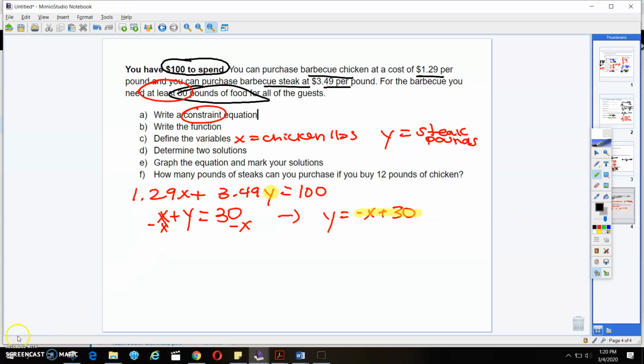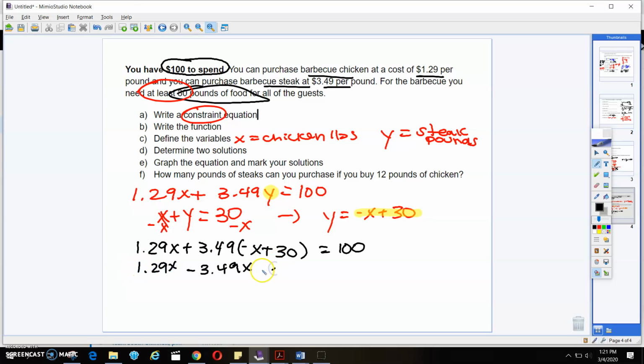So when I do that, it looks like this: 1.29x plus 3.49 times negative x plus 30 equals 100. Now, if I multiply this out, I'm going to get negative 3.49x. And then I'm going to take 3.49 and multiply it by 30. Tell me what you get. Somebody help me out there, because I don't know off the top of my head. What is it? 104.7.